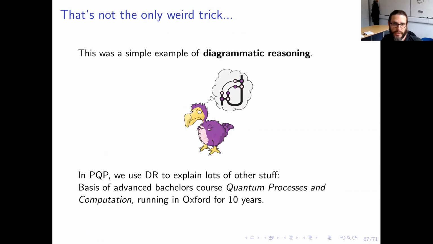I want to mention, I should say, that we've been using this kind of technique to teach a master's course in Oxford, which I just figured out recently has been running for 10 years, which is now called Quantum Processes and Computation. So it's a 4th year master's course.